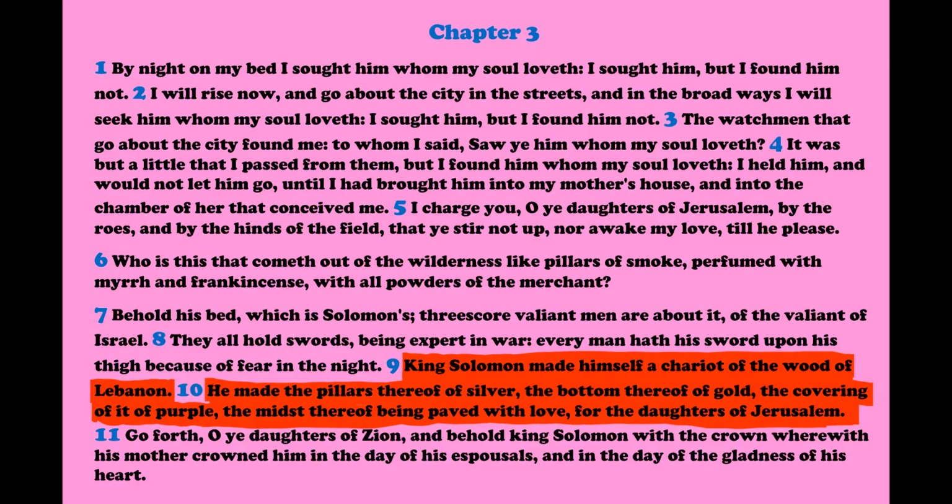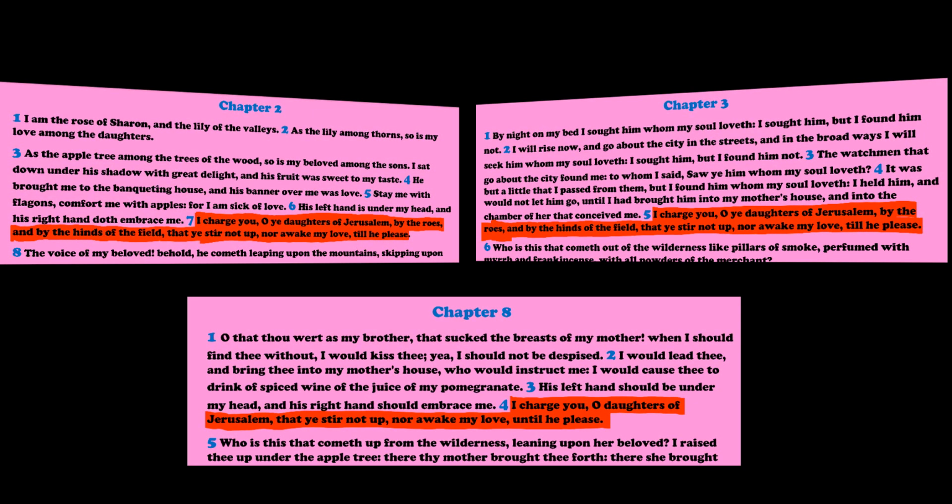Also, three times in this book, chapter 2, verse 7, chapter 3, verse 5, and chapter 8, verse 4, the woman says, quote, "I charge you, O daughters of Jerusalem, that ye stir not up nor awake my love until he please." But think about that. Why would she be telling other women not to wake Solomon up? She's telling these women not to wake him up because they're in his bedchamber. They're his wives.